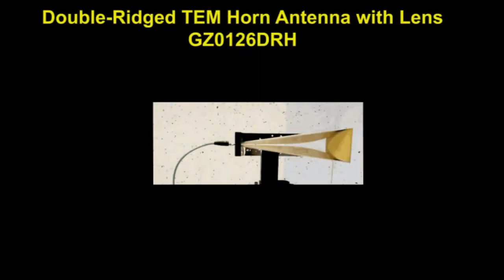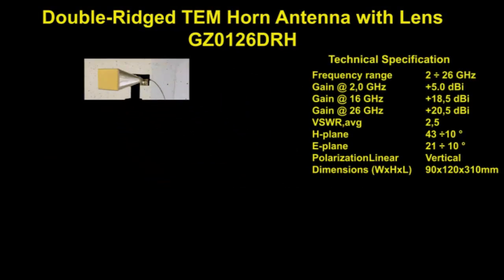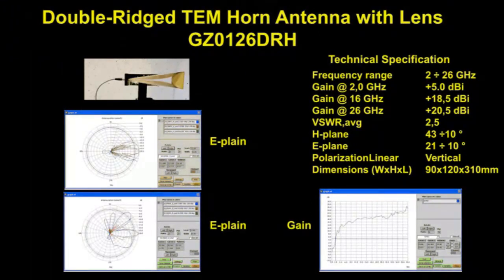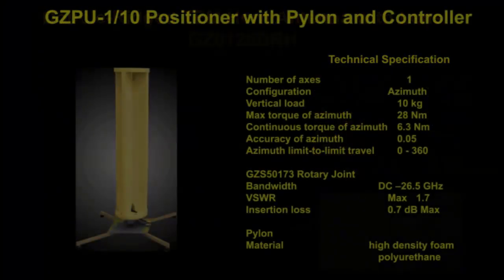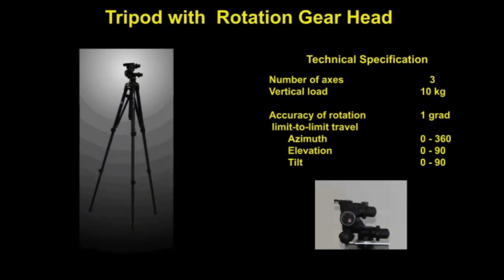Double-ridged horn antenna with lens GZ01 to 6 DRH. Technical specification. E-plane, H-plane, gain. GZPU 1/10 positioner with pylon and controller. Technical specification. Tripod with rotation gear head. Technical specification.